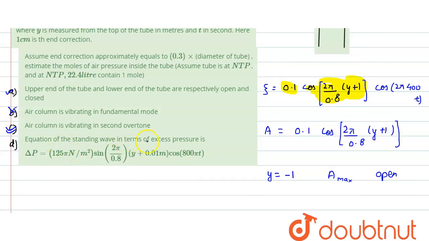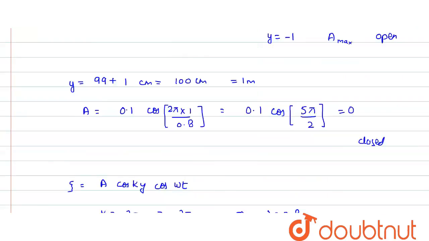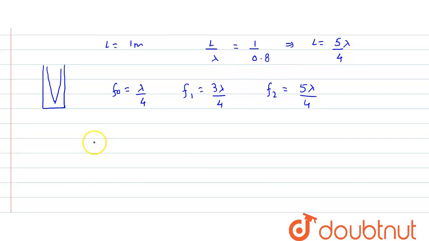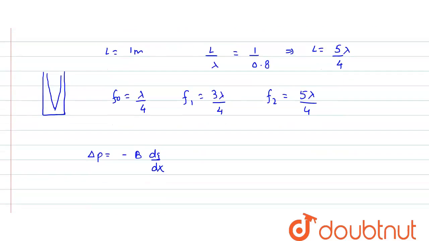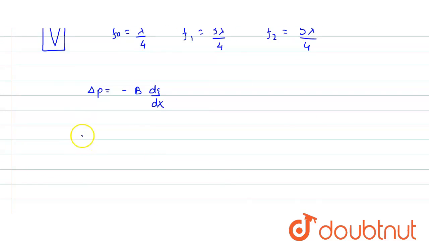Now, the equation of the standing wave in terms of excess pressure. What is the expression for excess pressure? We know that excess pressure, delta P, is given as minus the bulk modulus times the differentiation of displacement with respect to x. The bulk modulus value we can take as 5 into 10 raised to the power 5.